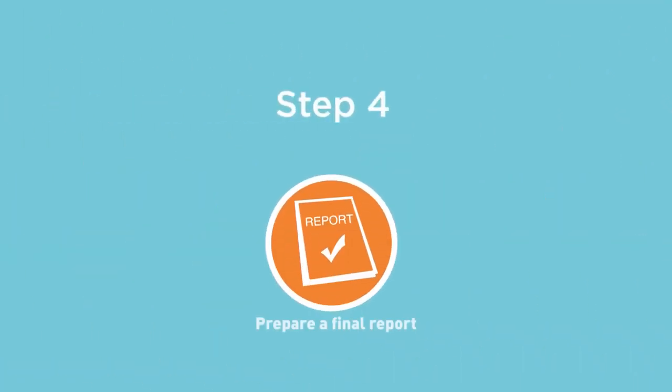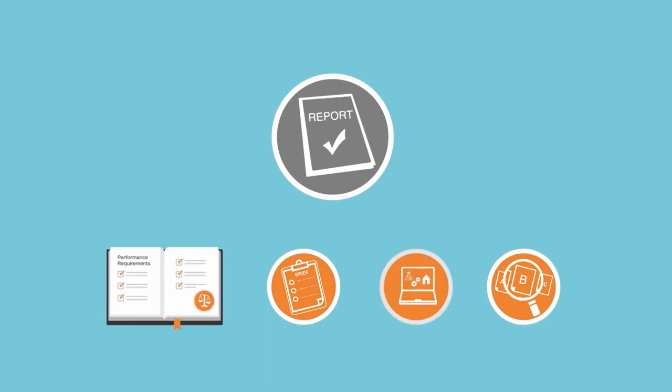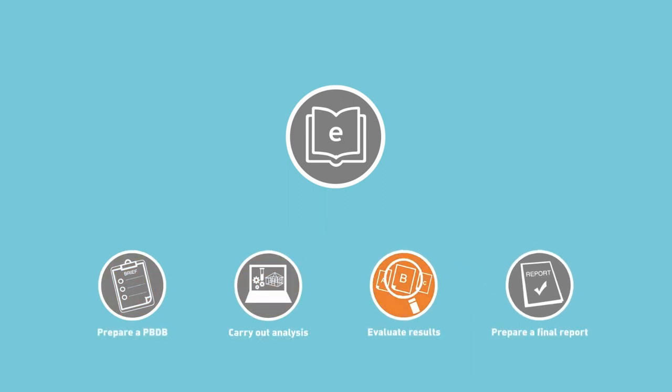Step 4. Reporting. The final report should demonstrate that compliance with the NCC performance requirement has been achieved based on all of the previous steps. This four-step process provides an outline to assist in developing performance solutions.